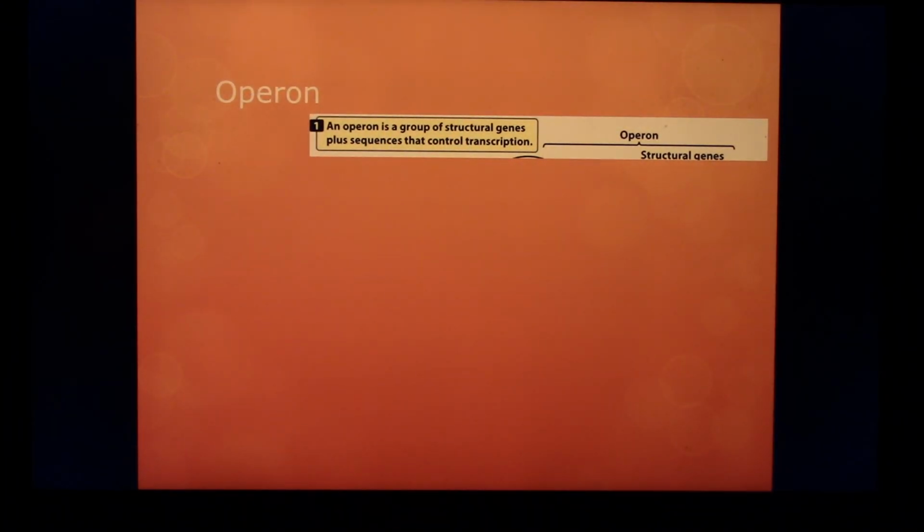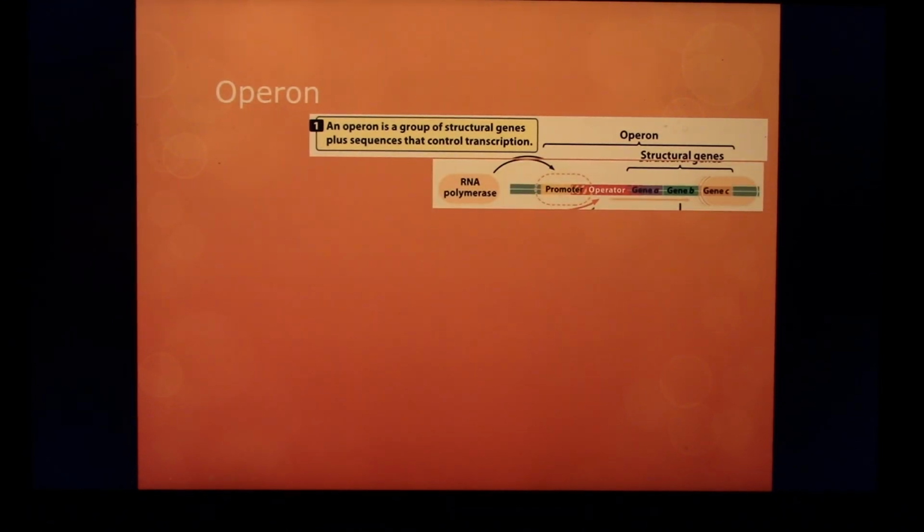So here's an operon. An operon, again, is a group of structural genes plus sequences that control the transcription. So you got structural genes that are downstream of the operator promoter. Gene A, B, and C for the lac operon. Those are LAC-Z, LAC-Y, and LAC-A. RNA polymerase is going to bind to this promoter unless something about the operator is going to prevent that, and that would have to be a protein that's binding there. But RNA polymerase is going to bind to this promoter, and we're going to initiate transcription.